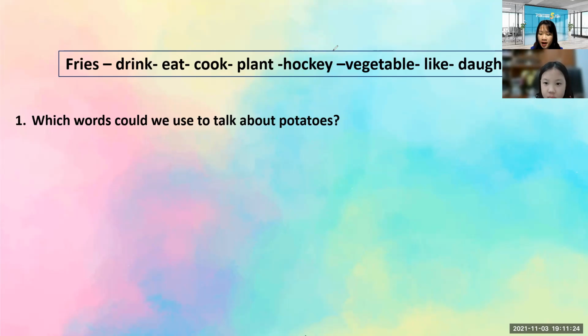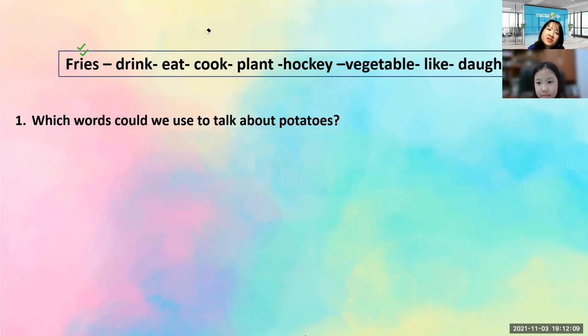So the first word is the word fry, right? Can you make a tick at fry? You don't have to write, you just tick here, got it? Yes, like that. It's faster.